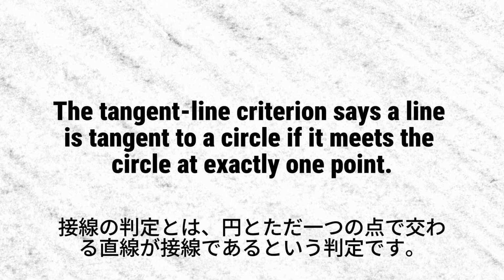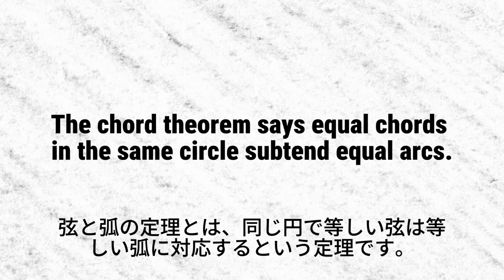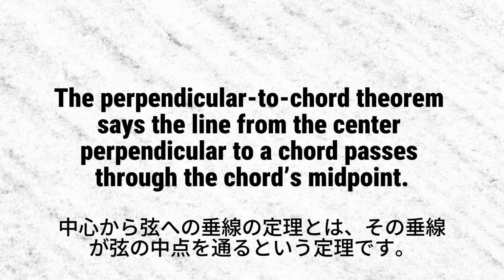The tangent line criterion says a line is tangent to a circle if it meets the circle at exactly one point. The chord theorem says equal chords in the same circle subtend equal arcs. The perpendicular to chord theorem says the line from the center perpendicular to a chord passes through the chord's midpoint.